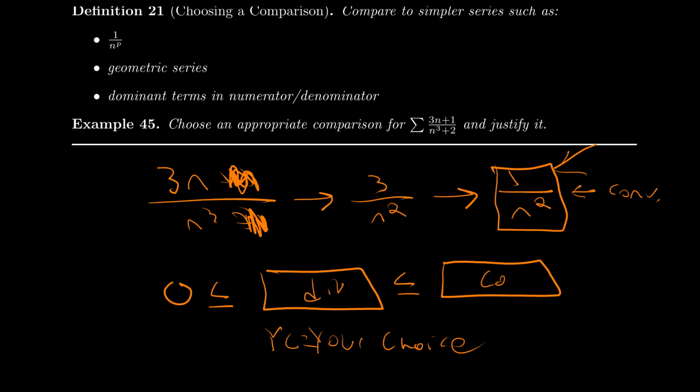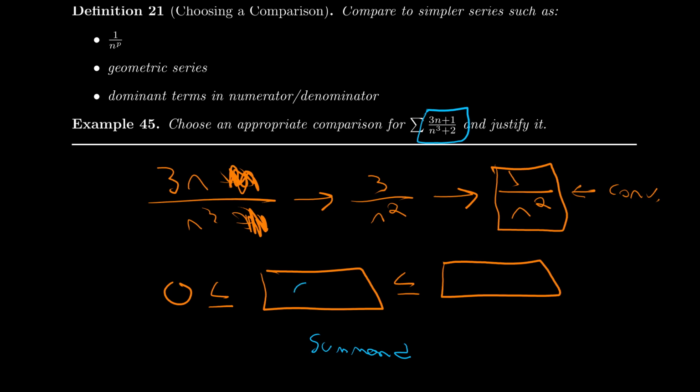Now, maybe another way to remember it is, where do you put the original summand at? Let's do that in a different color. Where do you put this guy at? Okay, the summand. If you put the summand here, you're saying that it's going to converge, because you put your choice here, and you know that it converges. If you put the summand out here, you're saying that the summand is going to diverge. And that's probably a better way to think about it.